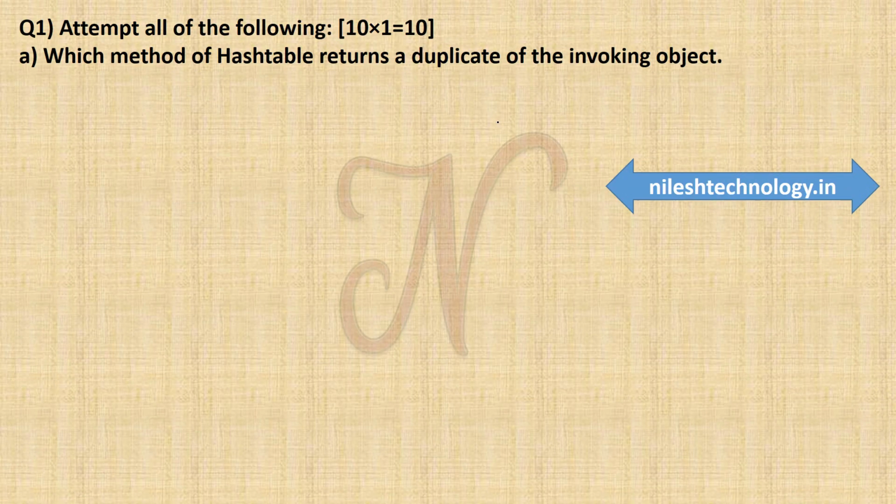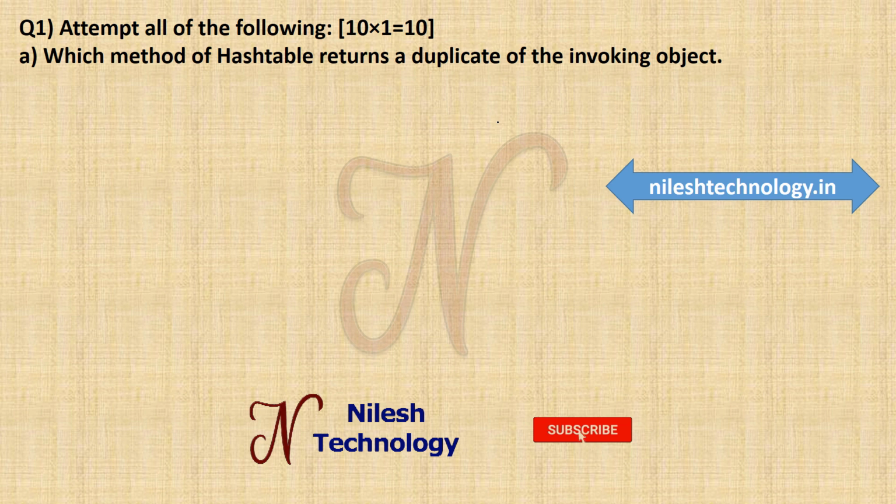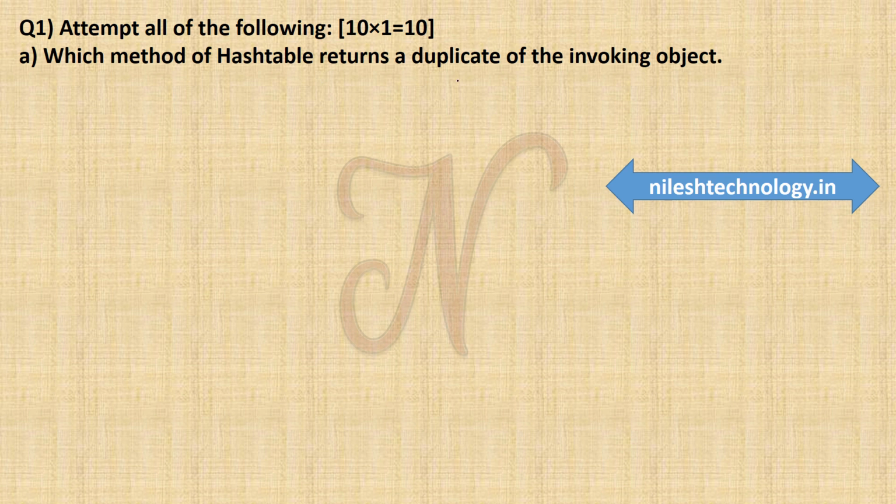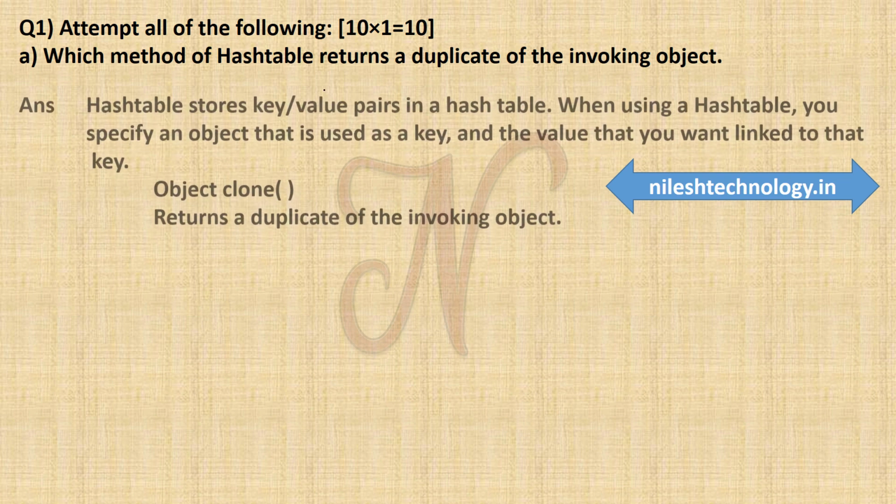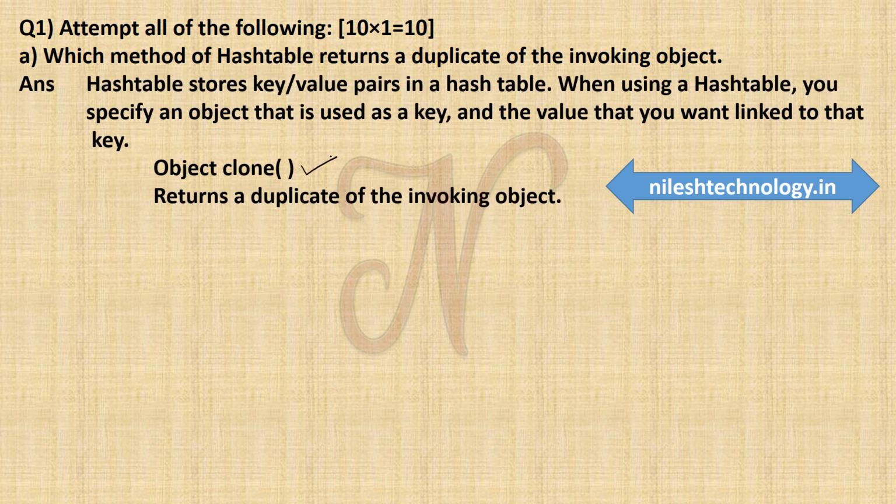The first question is: attempt all of the following. Each question carries 1 mark. My first question is: which method of hash table returns a duplicate of the invoking object? My answer is the clone method. By using the clone method, we return the duplicate of the invoking object.